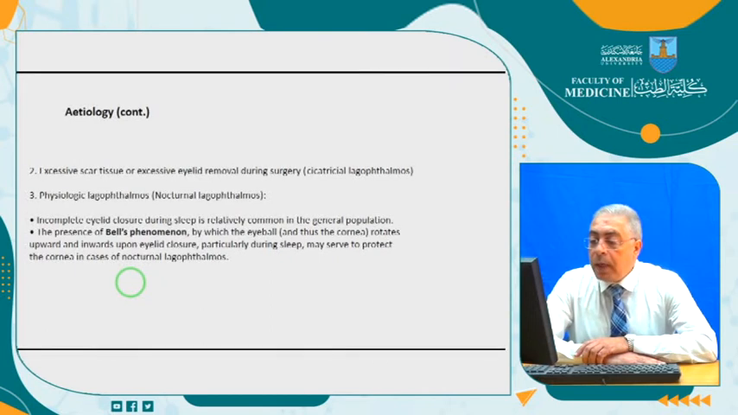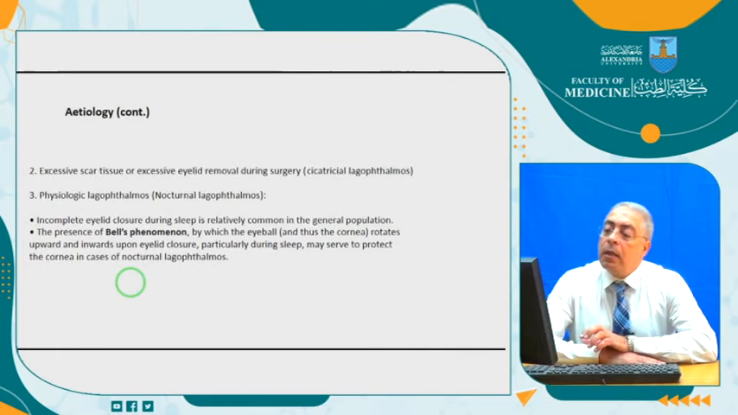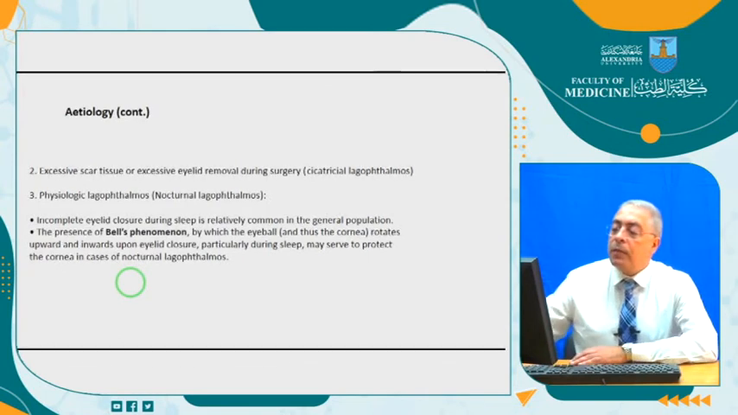What is Bell's phenomenon? It is upward movement of the eyeball during lid closure. Some people physiologically have no Bell's phenomenon. It may be pathological, but sometimes it's physiologic, and on lid closure the eye doesn't move upwards. This is serious because during sleep the cornea can be exposed and can lead to serious problems.